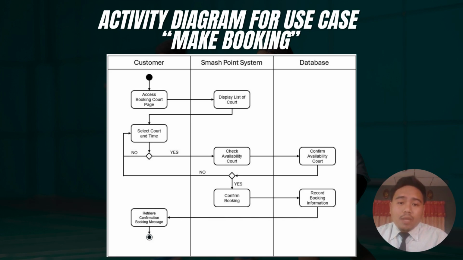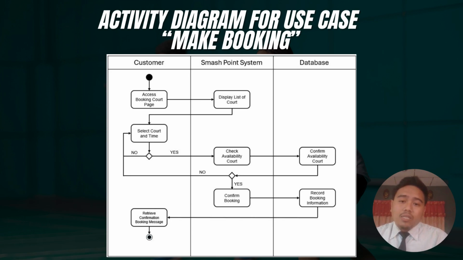Once a code and time are selected, the system will check code availability by interacting with the database, which will then confirm the code's availability. If the code is not available, the process ends or loops back to allow the user to select a different slot. But if the code is available, the system proceeds to the booking confirmation step.